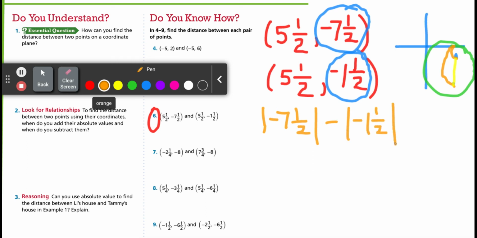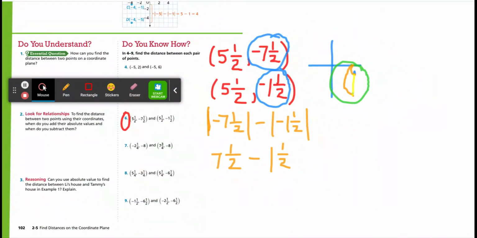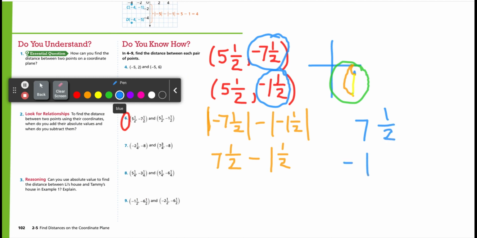So now we rewrite these problems without the absolute values. So we have the 7.5 minus 1.5. Okay, so when we add or subtract fractions, we have to rewrite those fractions vertically. So I would have 7 1/2 minus 1 1/2.